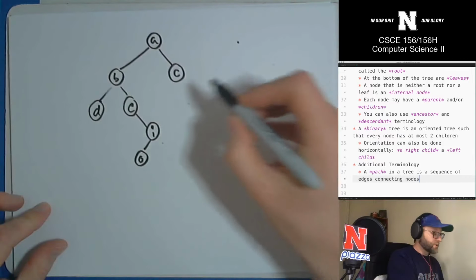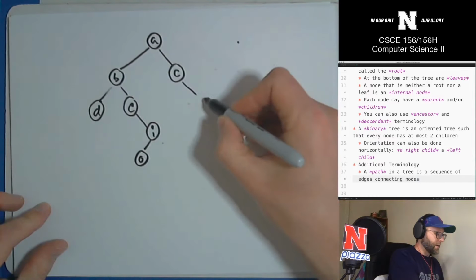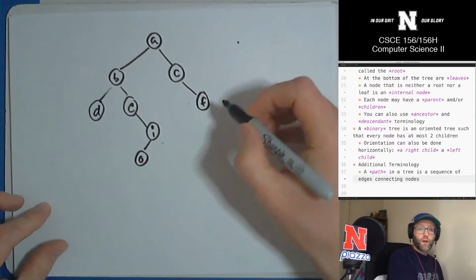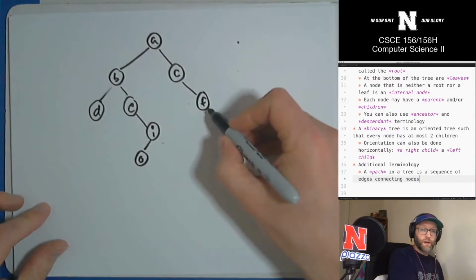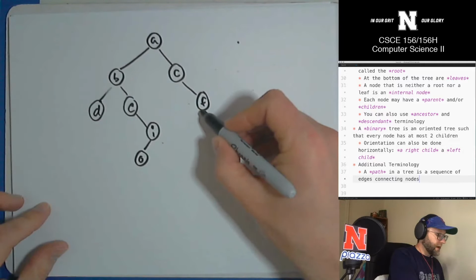And I'll reuse it. I'll try not to mess up the diagram too much with a permanent marker. Instead, I'll switch over to a pencil if I can. F, or right off to the side here. J and K.